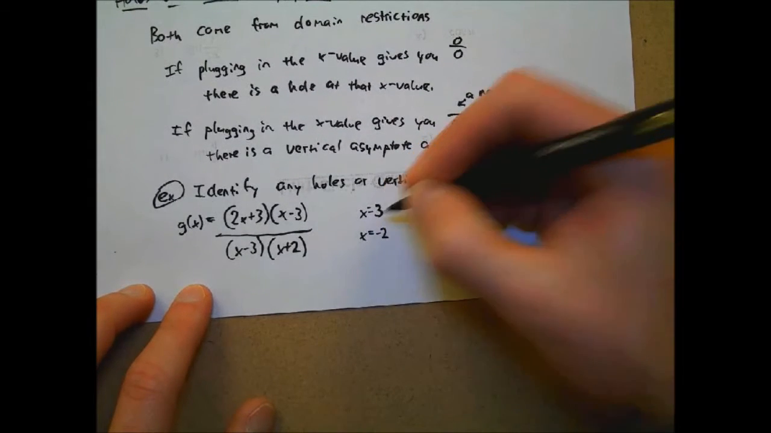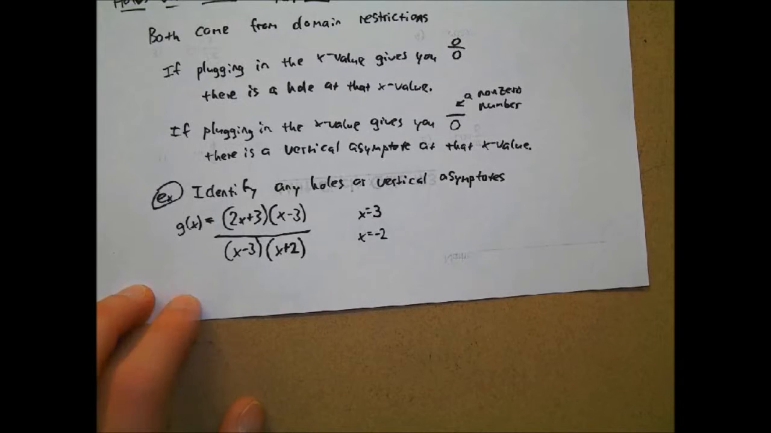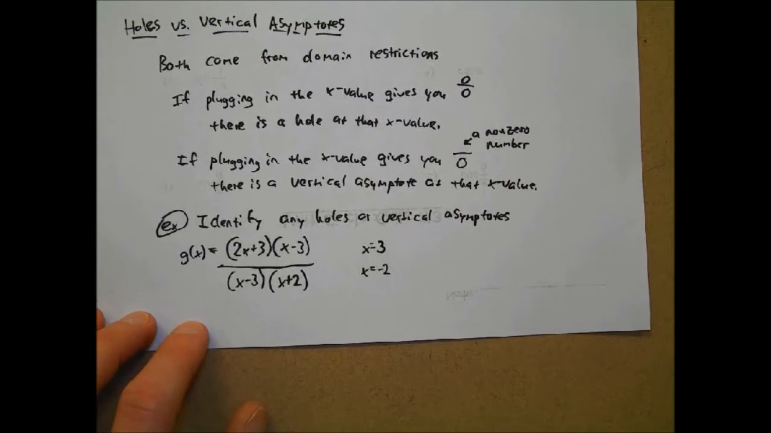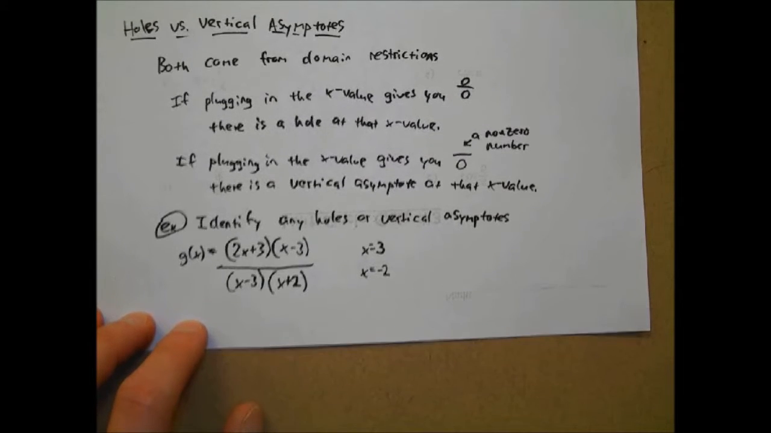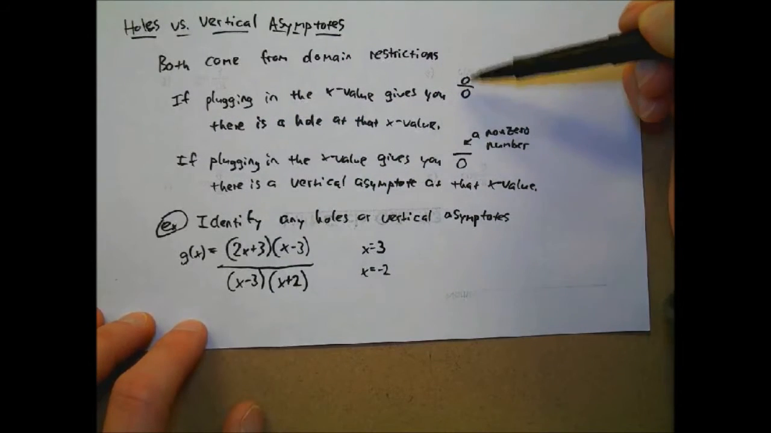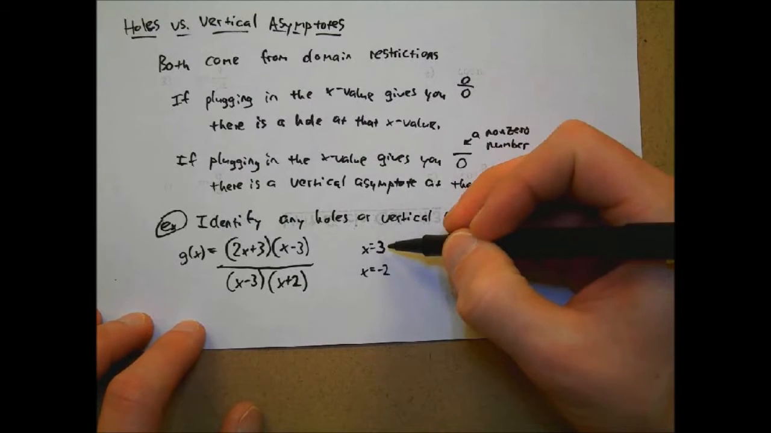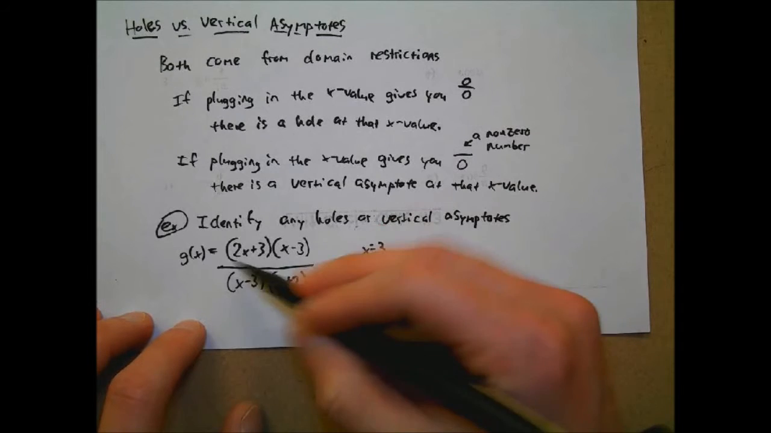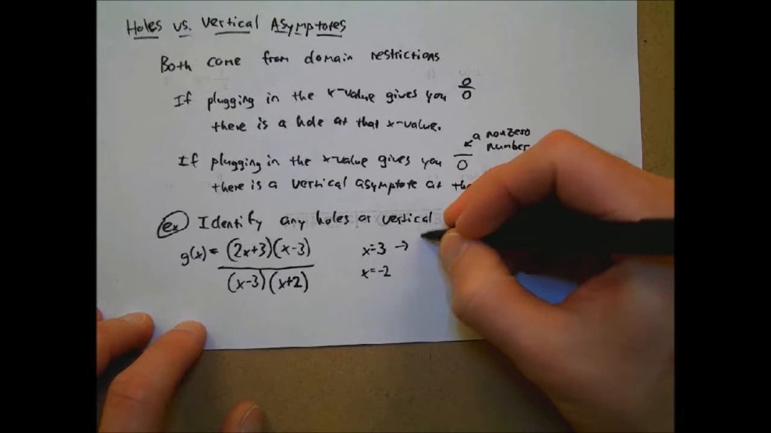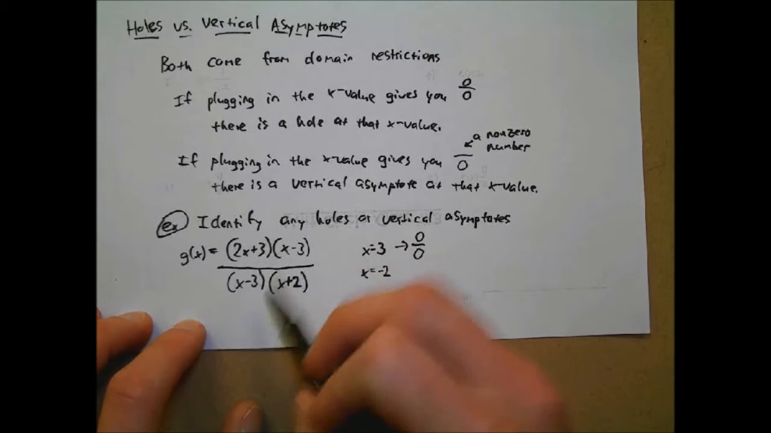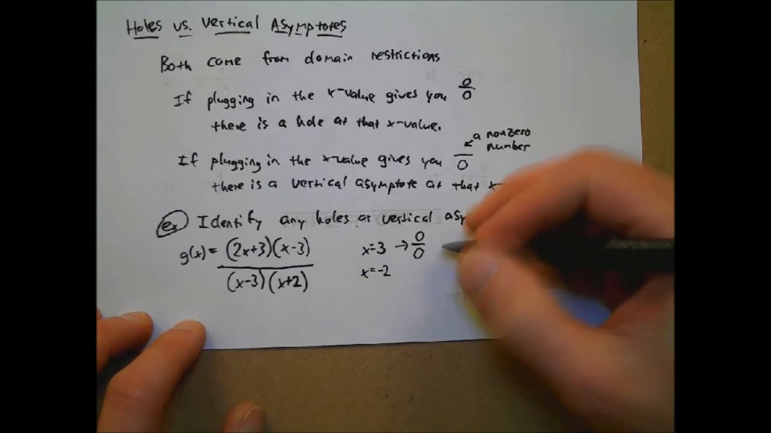Okay? So now we're going to use what I set up here to help us identify what is a hole and what's a vertical asymptote. So plugging in the x value gives you 0 divided by 0, okay? 3 here, if you were to plug 3 into the function, you'd have a 0 in the numerator as well, right? 3 leads to 0 over 0, because 3 minus 3 would be 0, this whole thing would be 0, you get the whole thing 0 there. So 0 over 0, which then indicates a hole.